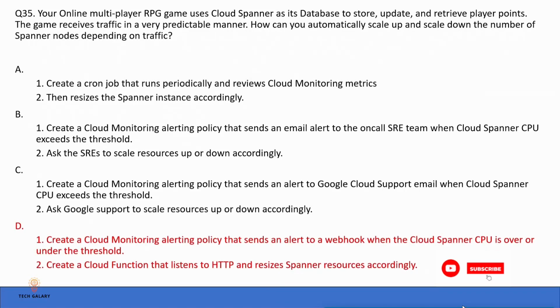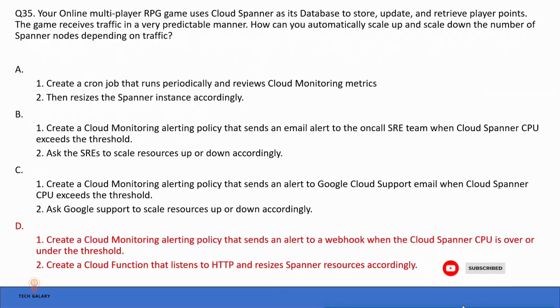Now let's take a look at option D. Create a cloud monitoring alerting policy that sends an alert to a webhook when the Cloud Spanner CPU is over or under the threshold. Create a cloud function that listens to HTTP and resizes spanner resources accordingly. This option is correct because this solution will enable real-time scaling by utilizing automation and also the capabilities of cloud function to respond to alerts and trigger resizing action. So by using this option, you will eliminate the need for manual intervention and also minimize the delays in scaling up or down based on the traffic changes. So this option D is the correct solution for this scenario.